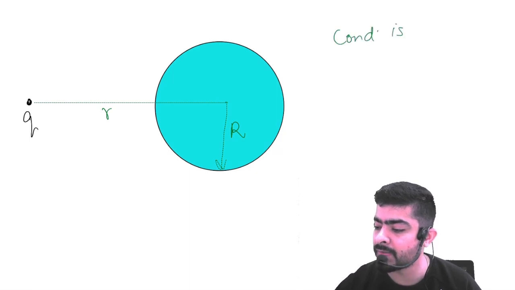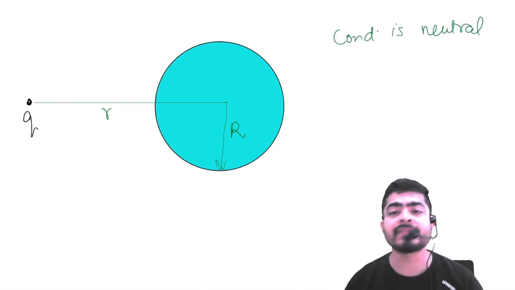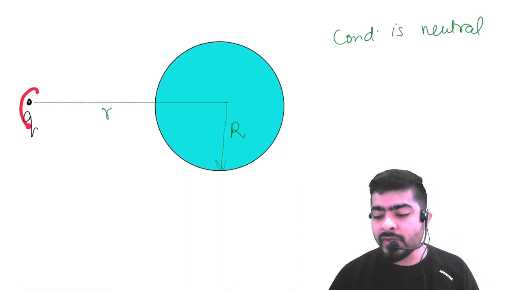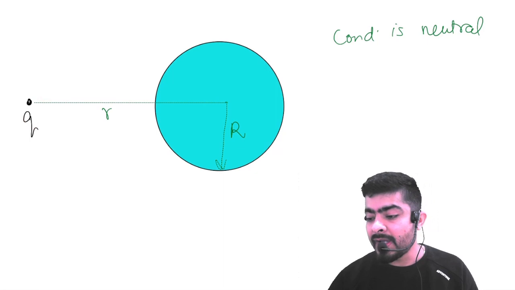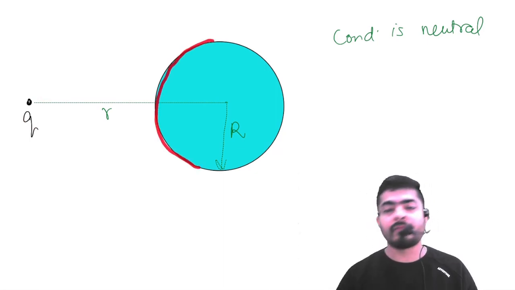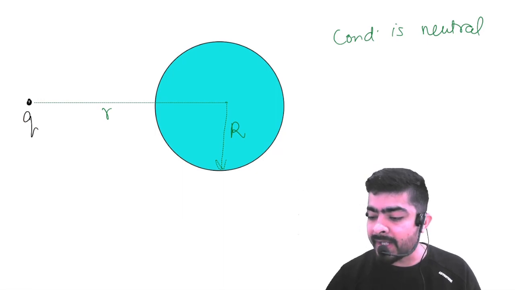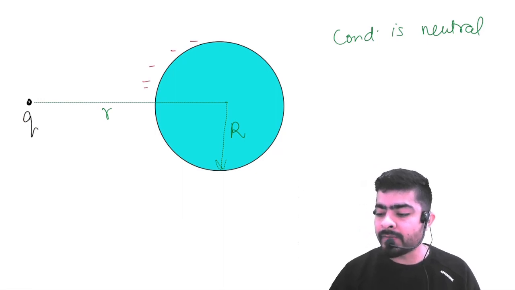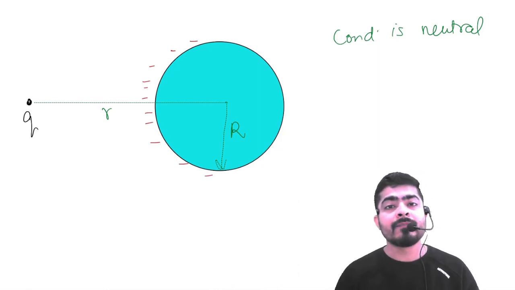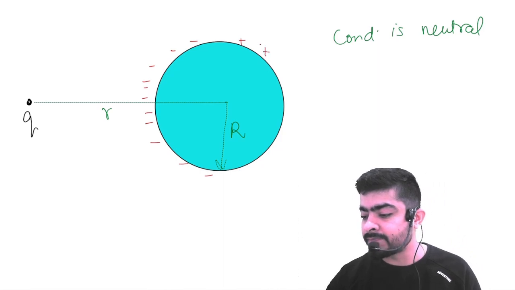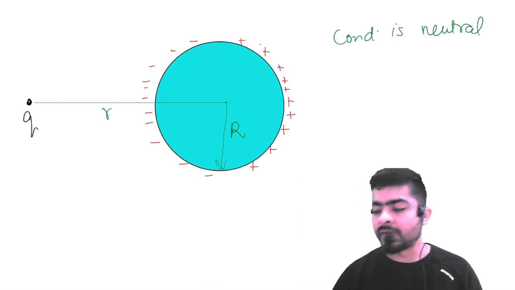The conductor is neutral, that means total charge is zero. But what will happen? Because of this plus q charge, electrons will be attracted from the conductor towards the left. So negative charge will appear on the left side, and because negative charge is on the left, positive charge will appear on the right side.